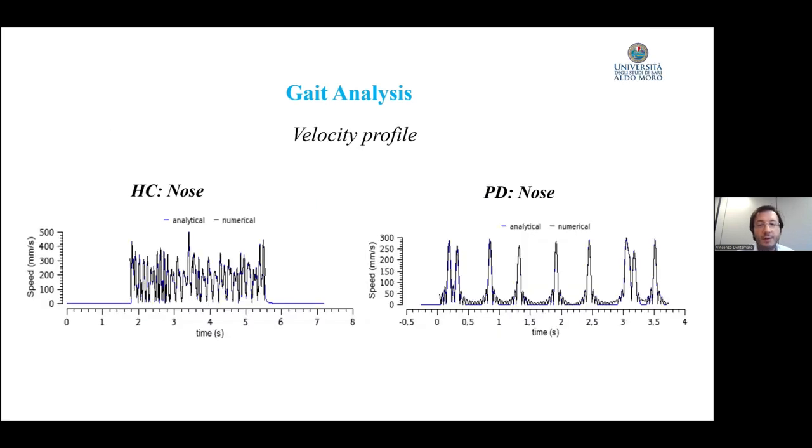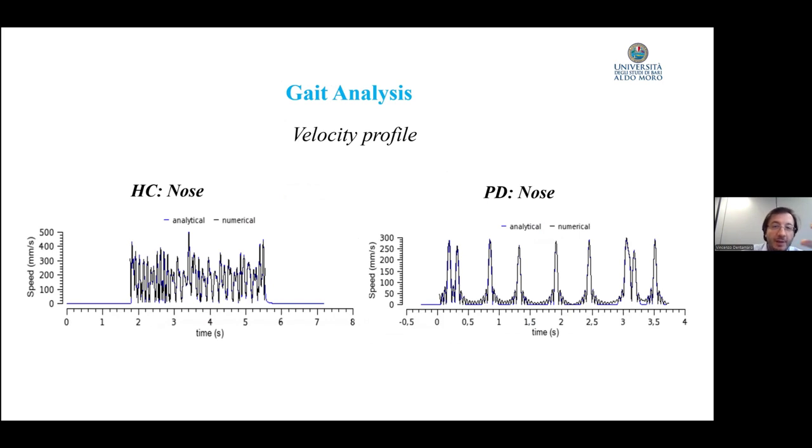Here you can see in the slide, on the left, the pose estimation of the nose movement pattern of a healthy person, and on the right, the nose movement pattern of a person with Parkinson's. Okay, so what can we say? We can observe that the person with Parkinson's has strong peaks and lots of little vibrations in between.